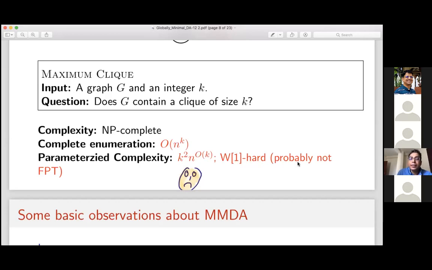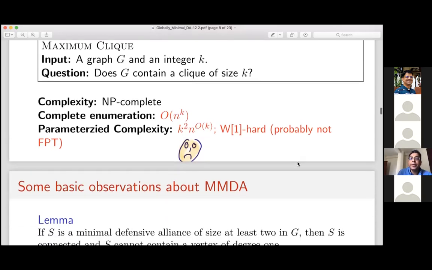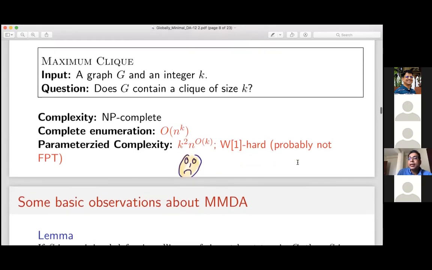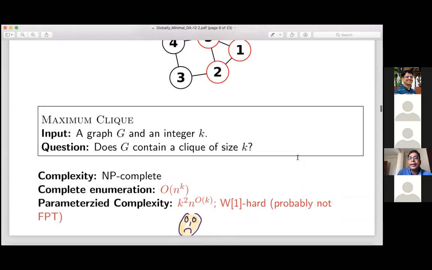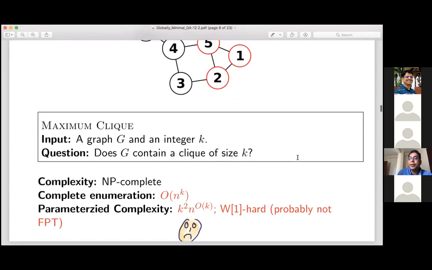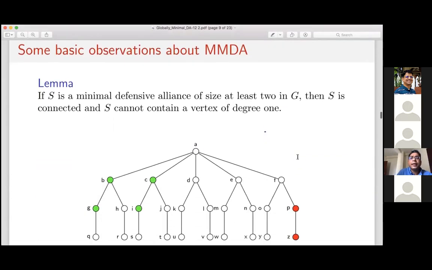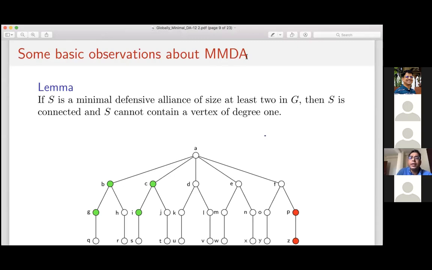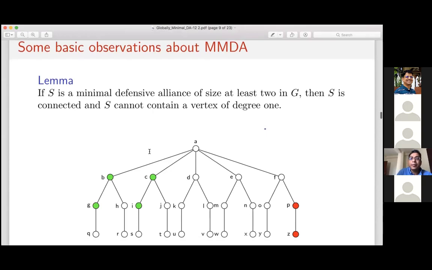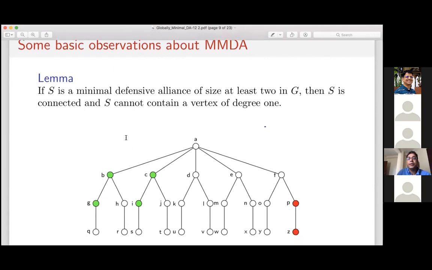There are many other classes, W1, W2, in parameterized complexity, but I'll stop my introduction to parameterized complexity here because these are the two classes I need for my talk. Now I go back to my problem, maximum size minimal defensive alliance, and I'll try to characterize the necessary conditions and the sufficient condition for a subset to be a minimal defensive alliance.